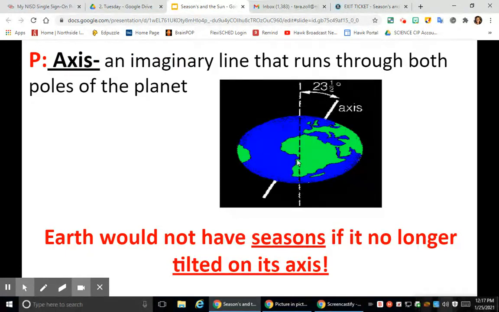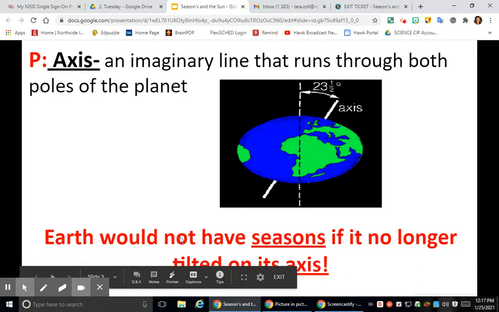Axis. An axis is an imaginary line that runs through both poles, the North Pole and the South Pole. Earth is tilted at a 23.5 degree angle. Earth would not have seasons if it no longer tilted on its axis.